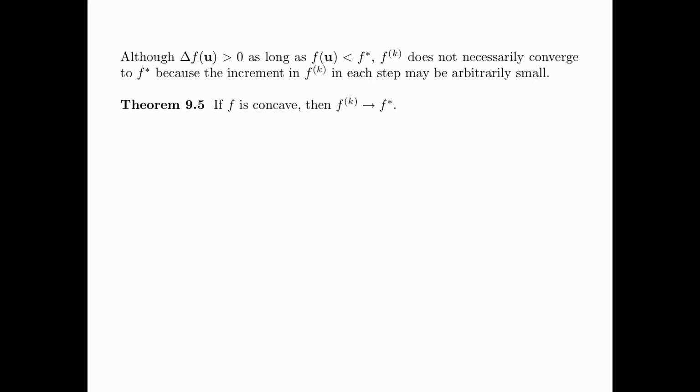Although delta f of u is greater than 0 as long as f of u is less than f star, f_k does not necessarily converge to f star because the increment in f_k in each step may be arbitrarily small. Theorem 9.5 addresses this issue. It says that if f is concave, then f_k tends to f star. Here is the proof of the theorem.